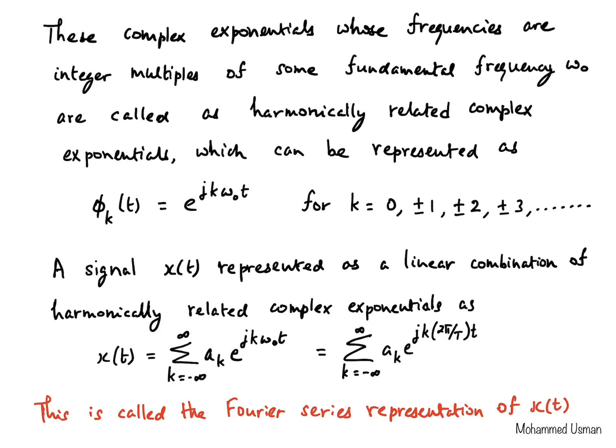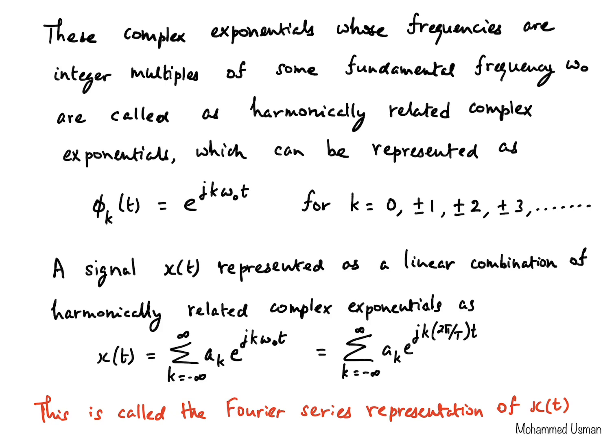So we have a set of these complex exponential signals where the frequency of each complex exponential is an integer multiple of some fundamental frequency omega naught. So k omega naught. When k is 1, we get omega naught, which is the fundamental frequency. When k is 2, we get 2 times omega naught. When k is 3, we get 3 times omega naught. And when k is 0, we get 0 times omega naught, which represents 0 frequency.